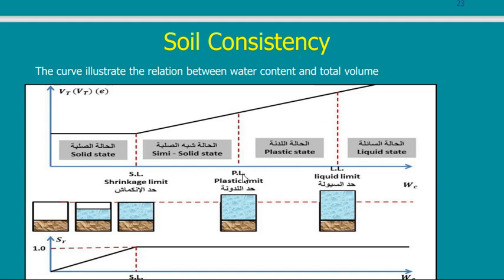I first reach something called the plastic limit, or in Arabic it's called حد اللدونة. The other one, the shrinkage limit, was حد الانكماش. And if I increase more, I reach the liquid limit, which is called حد السيولة. So I have now three limits. I need to define them. How can I find them in a lab?